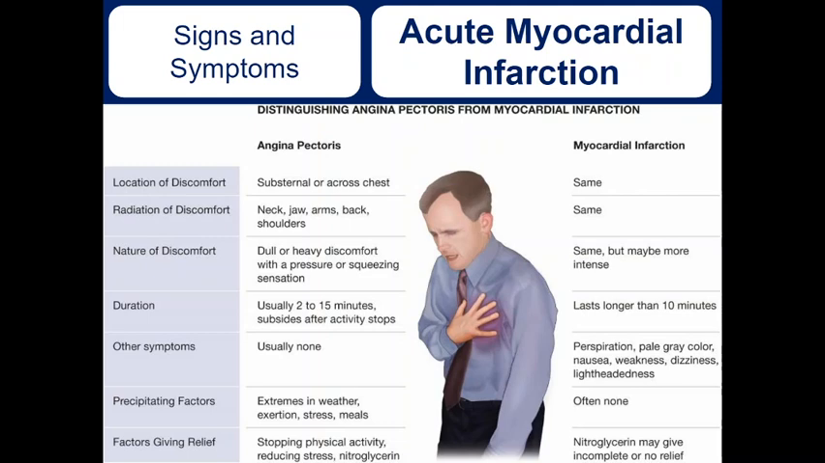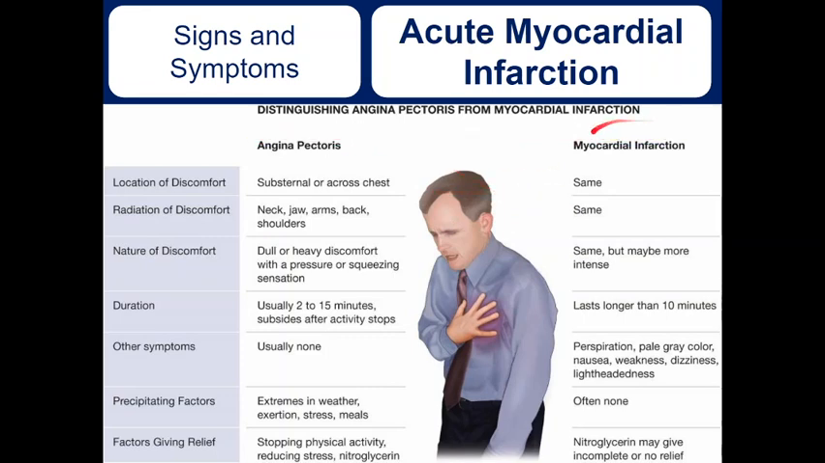So here is a comparison. Remember, we cannot do this definitively in the field. You can only definitively do this in the hospital when they have a lot more resources. So this is like a rule of thumb, but anytime someone presents with angina, you should take it as seriously as if it's an MI, because you can't tell the difference. So kind of the shared characteristics, the location and radiation are the same.